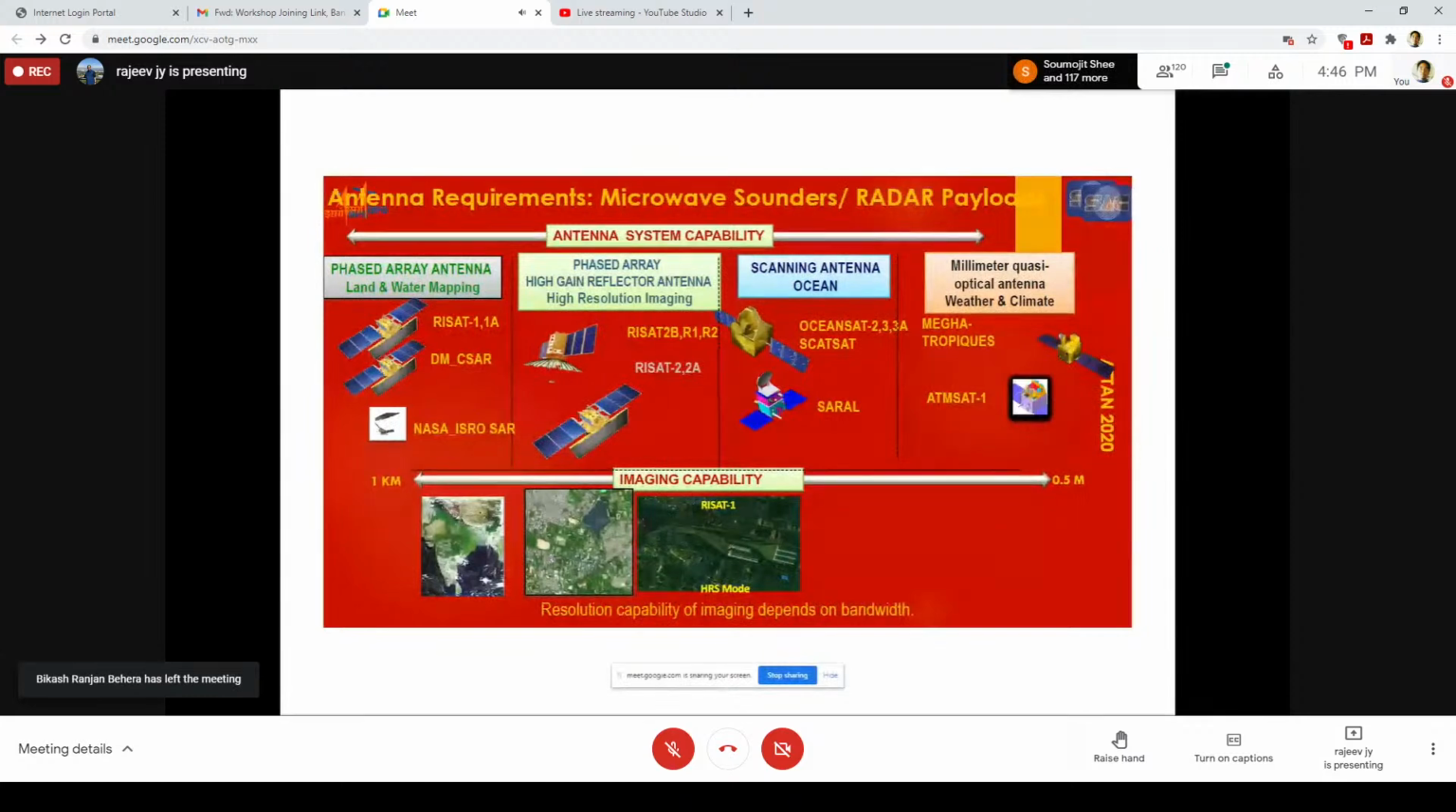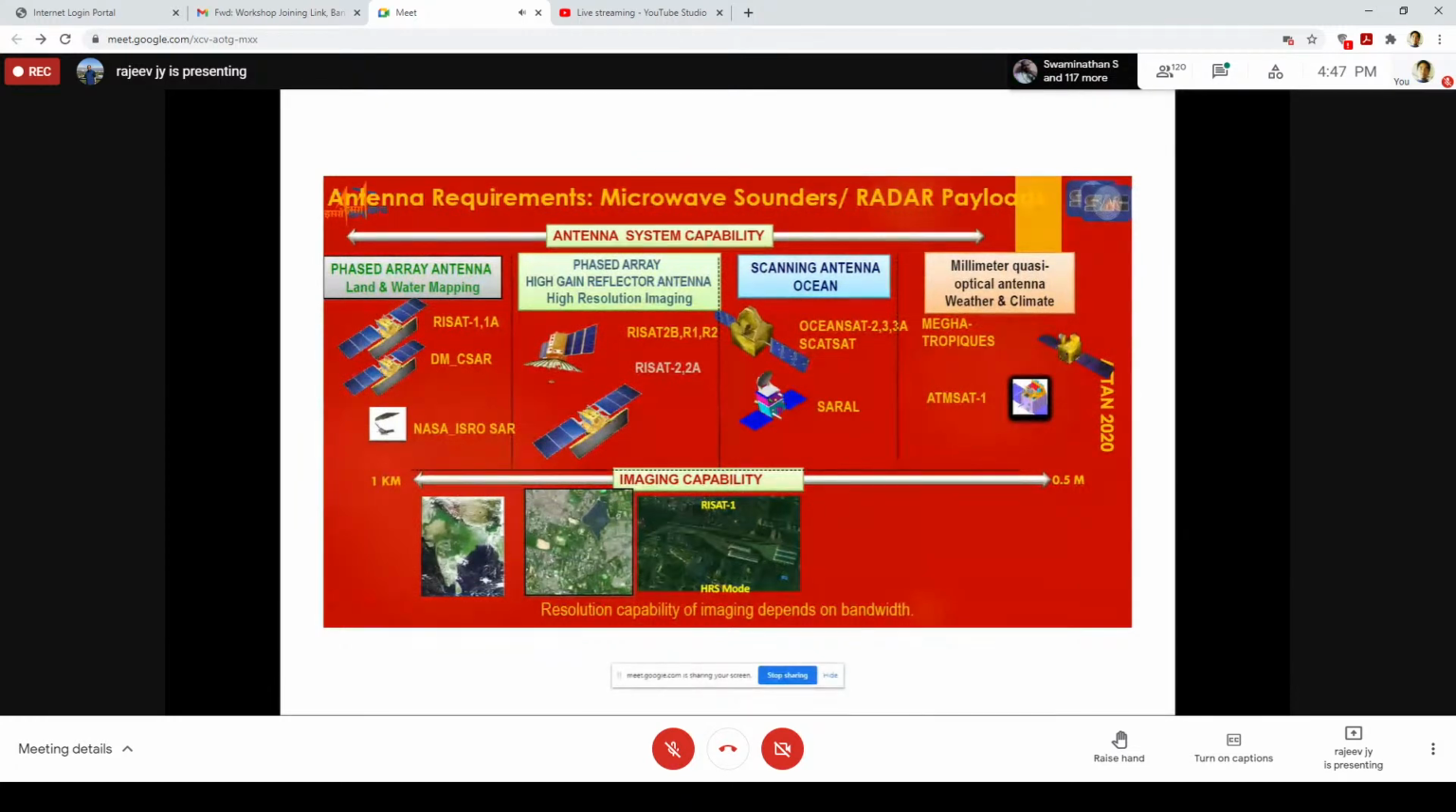antenna technology used: phase array antenna technology, high gain reflector antenna technology, scanning antenna technology, and then we talk about quasi-optical antenna systems, which are used for different applications, for higher frequency, millimeter. So with this, we are able to improve the resolution on the ground. The sensor is like an eye in the sky, from where you are able to see the ground.